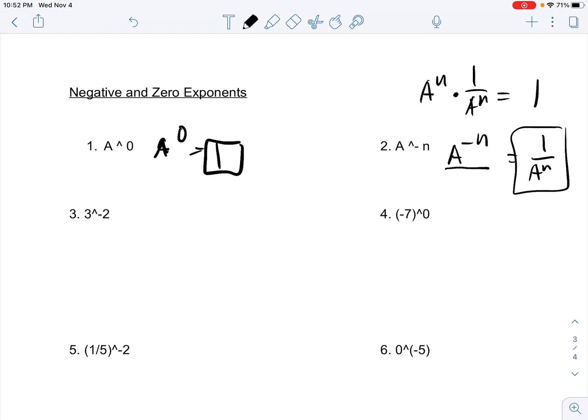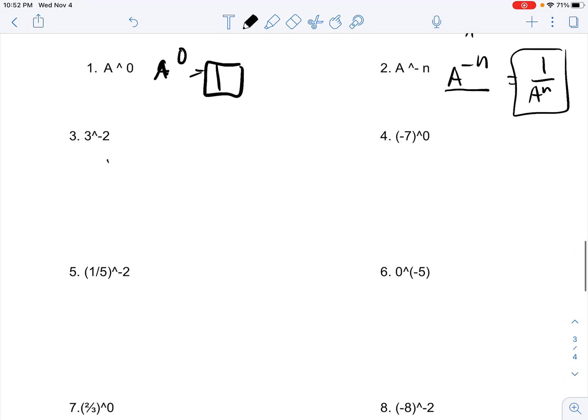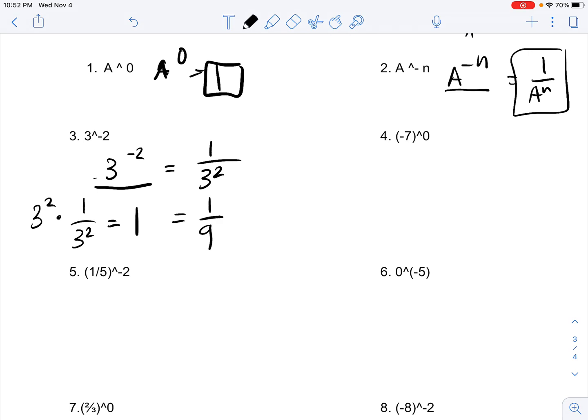Let's actually apply this concept. Now you have 3 to the negative 2nd power. What's the reciprocal of 3 squared? Well, that's just 1 over 3 squared. So if we write that out, 3 to the negative 2nd power is equal to 1 over 3 squared, which is 1 over 9. And that is our answer.